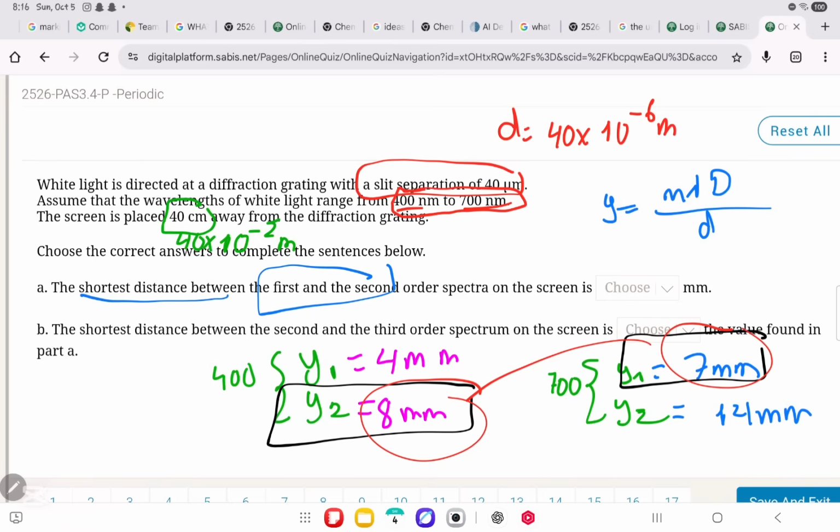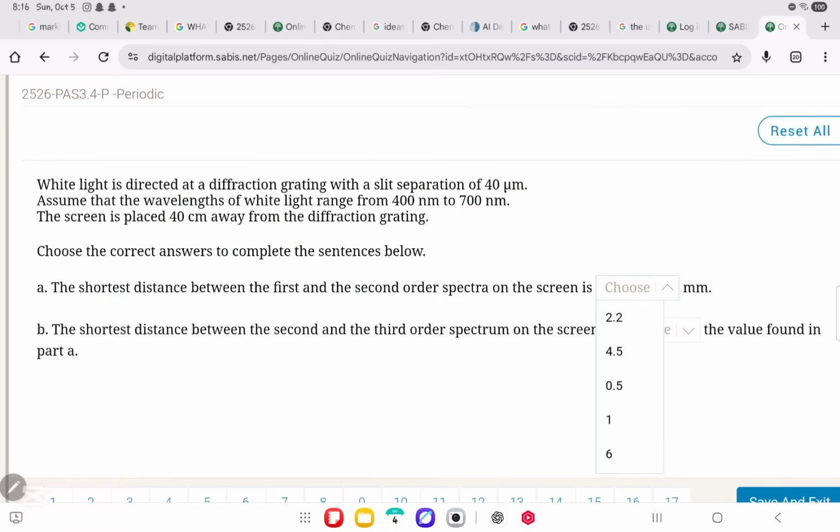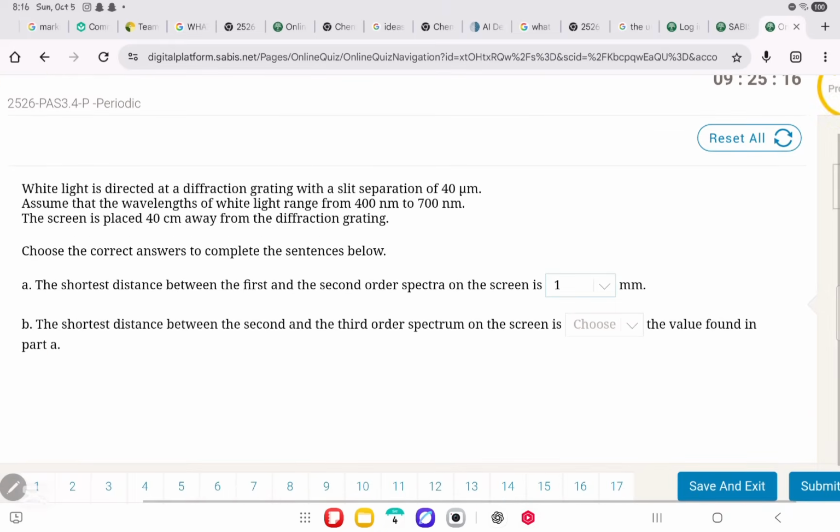Now what do we do? We will subtract them. So y2 minus y1, that's gonna be 8 minus 7, which is very simply 1 millimeter. Perfect. So the answer over here is 1 millimeter. We move on to part B. The shortest distance between the second and third order spectrum. So again, they want the shortest y, between now m being 2 and m being 3.